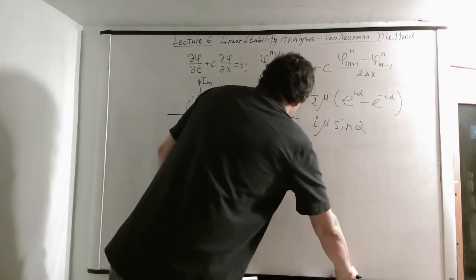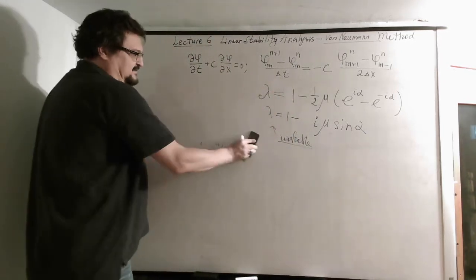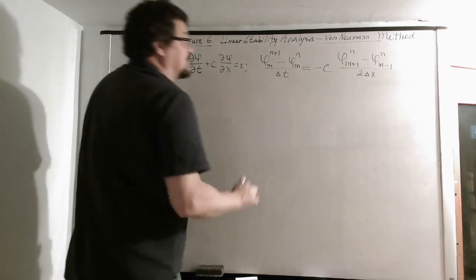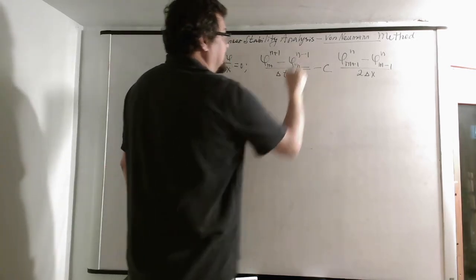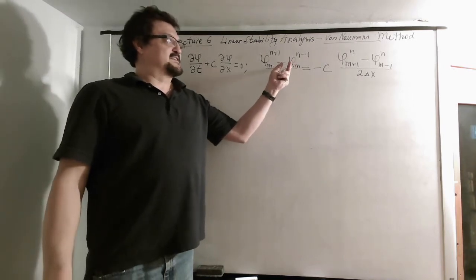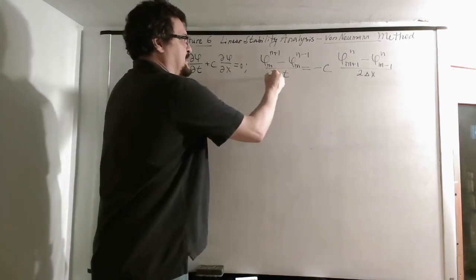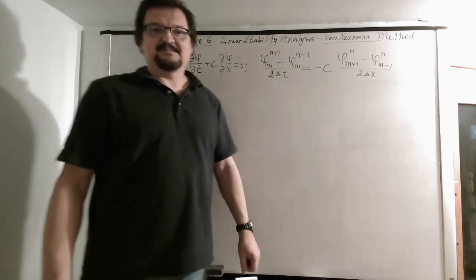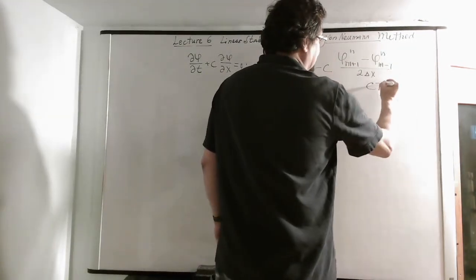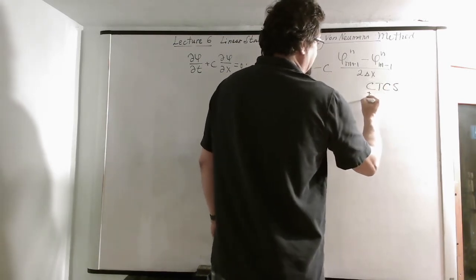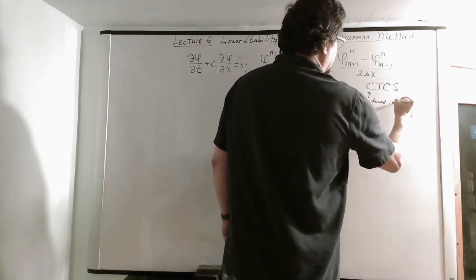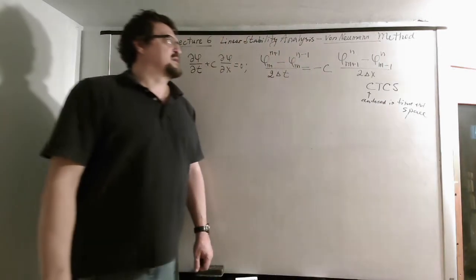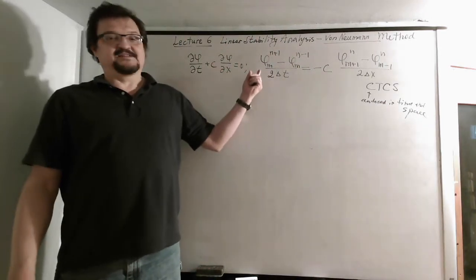But it's not. So how to repair this scheme? This scheme can be repaired by doing the following: by considering not a 2-level scheme, but a 3-level scheme. So this is centered differences in time, and this is centered differences in space. So this is the so-called CTCS scheme, so centered in time and space. So this is a three-level scheme.